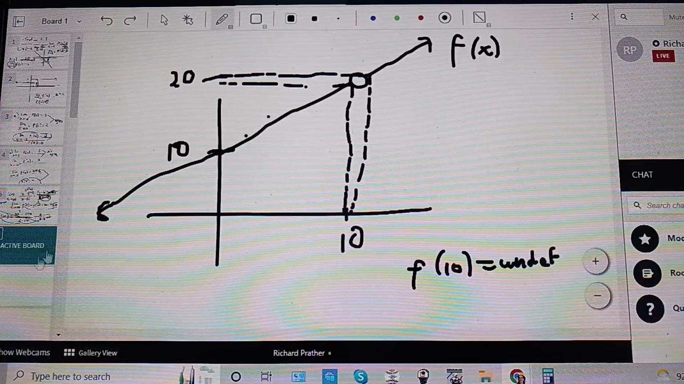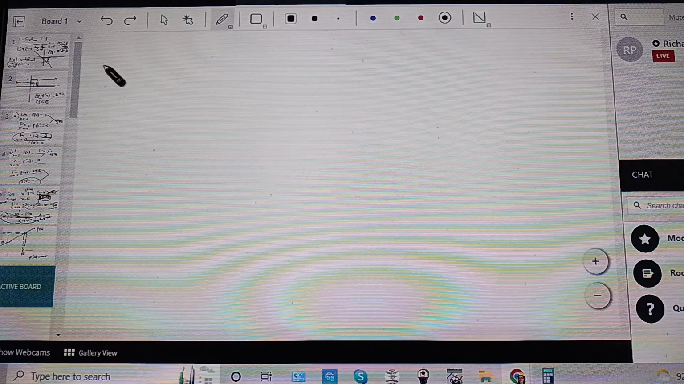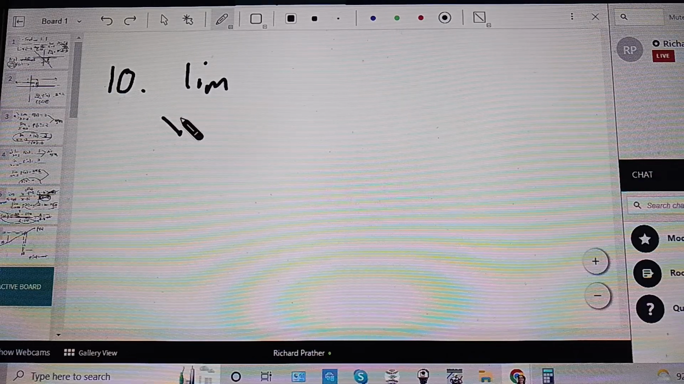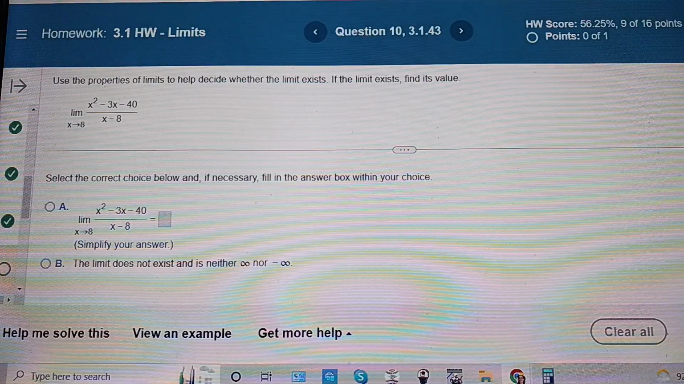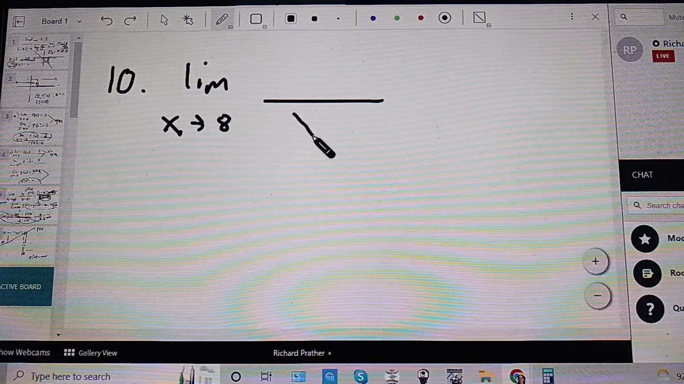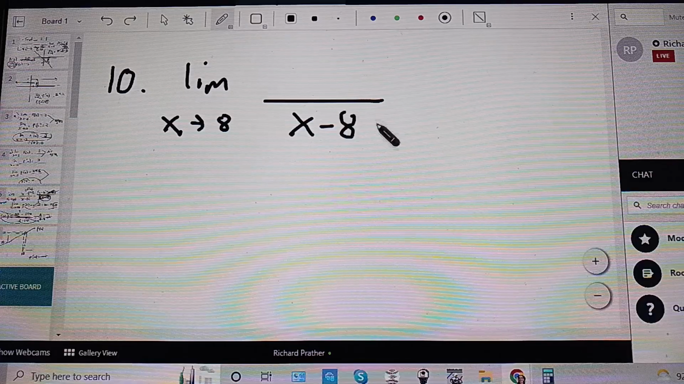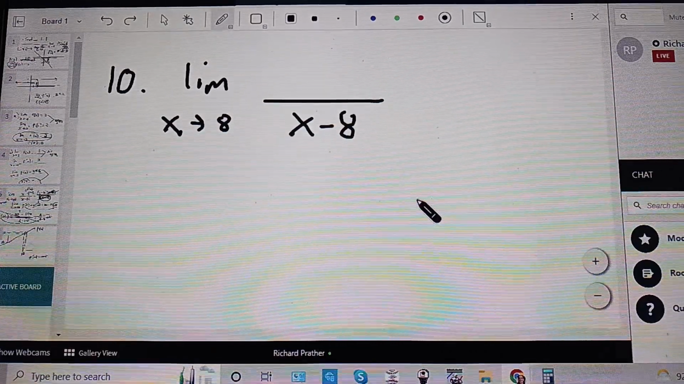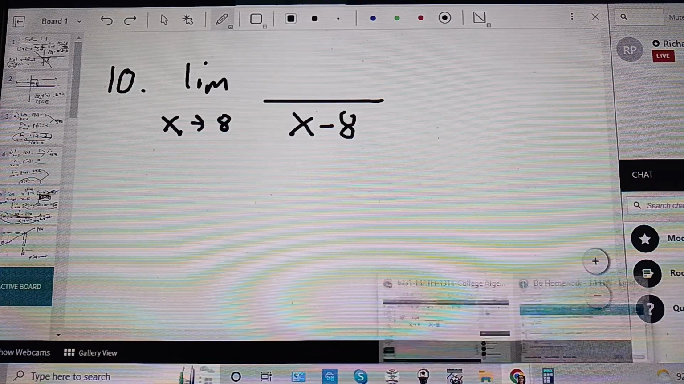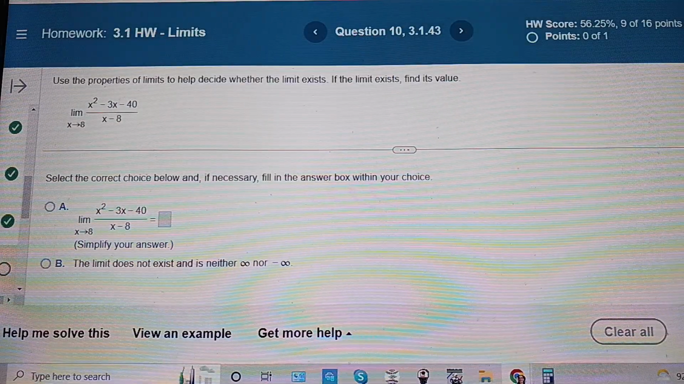But if you're looking for less work, especially if you don't have a graphing calculator, this can help on some of these. So number 10, limit as x approaches 8. And notice I won't be able to plug 8 in because the denominator is x minus 8. So that's either a hole in the graph or that's a vertical asymptote. Either way, I can't plug 8 in.